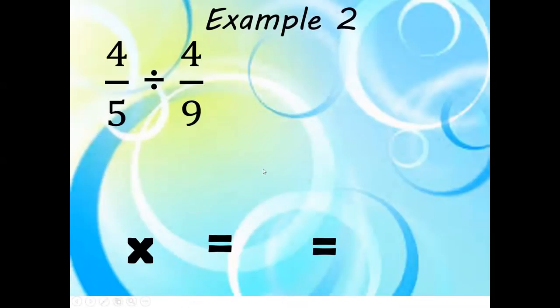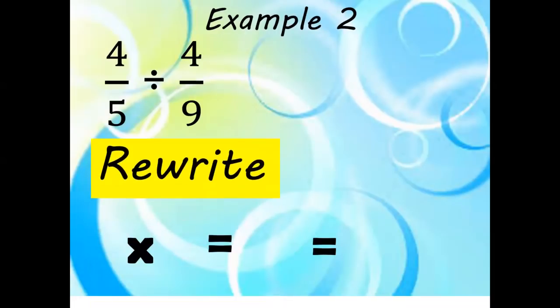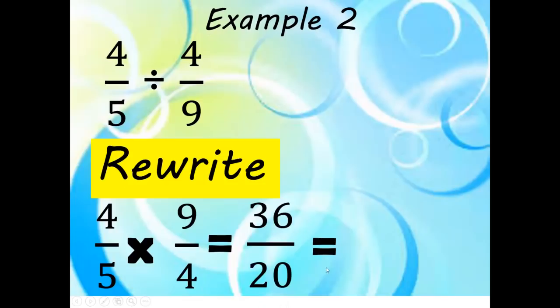Example number 2. Let's have 4/5 divided by 4/9. Again, the first step is keep, so we keep the 4/5. Then change: we change the division sign into a multiplication sign. Then flip 4/9 into 9/4. After we rewrite our fraction, it's time to multiply. 4 times 9, you have 36. Then 5 times 4, you have 20. And then, we need to simplify our answer.